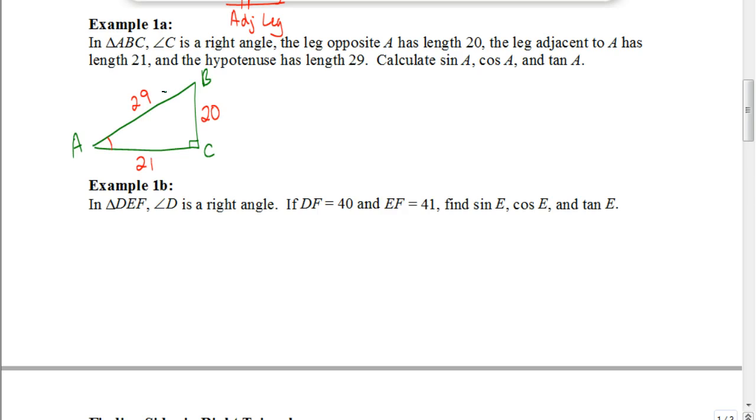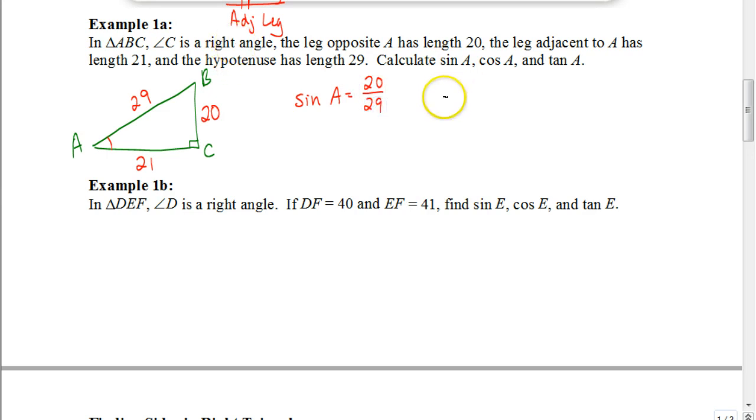When they ask us this, they're asking for the ratio for the sine of A, the ratio for the cosine of A, and the ratio for the tangent of A. The way that we figure that out is, again, using that phrase SOHCAHTOA. Sine is equal to the opposite, so the sine of an angle is equal to the opposite over the hypotenuse. So the opposite leg is 20, the hypotenuse is 29.